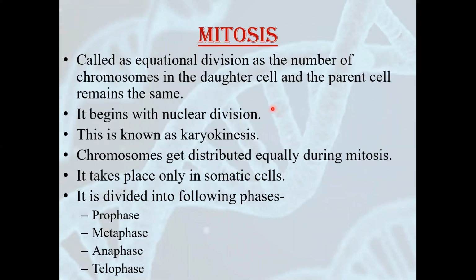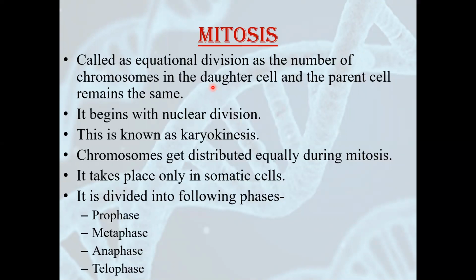Let us start with mitosis. It is also called equational division. Why? Because the number of chromosomes in the daughter cell and the parental cell remains the same. This I said earlier, the number of chromosomes will always remain the same. In meiosis, it is reduced. That we'll see afterwards. But in mitosis, it will always remain the same. That's why mitosis is also called equational division.